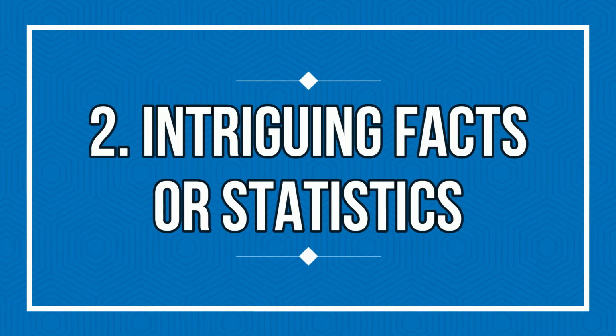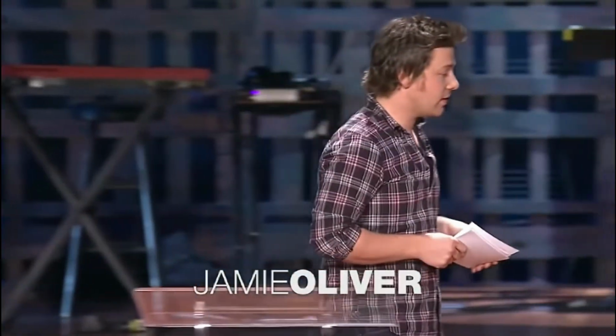Number two is intriguing facts or statistics. In Jamie Oliver's TED Talk, he starts off with this fact: "Sadly, in the next 18 minutes when I do our chat, 4 Americans that are alive will be dead through the food that they eat." Something like that would immediately grip an audience. It's a fact that we've probably not heard before or understood the intensity of.